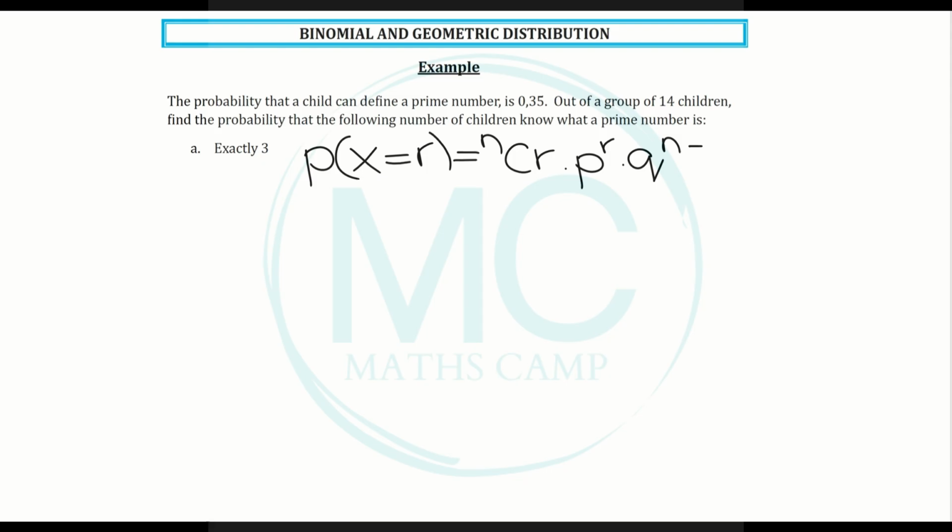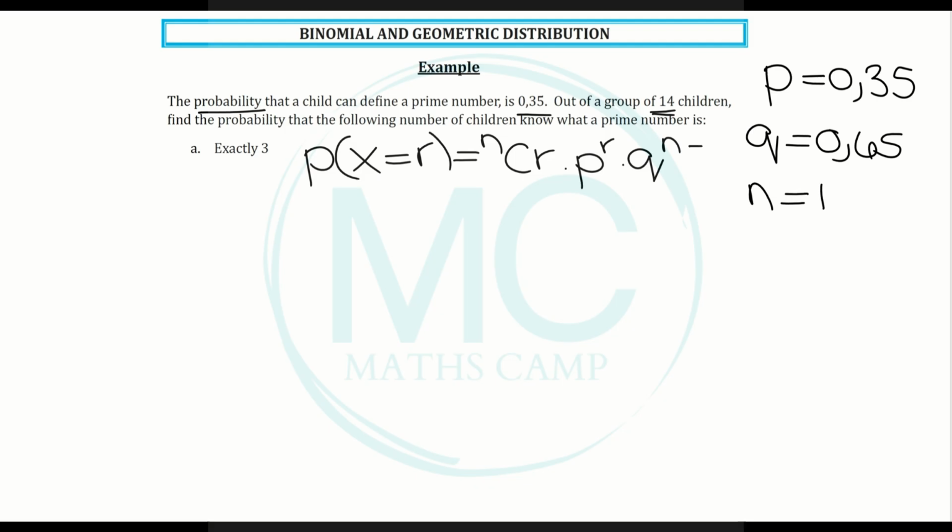The question tells us that the probability is 0.35. This is our p-value. It's up here. I'm going to say that p is equal to 0.35. q is our complement. So to find q, I say 1 minus 0.35, and I see that q is equal to 0.65. We're working with 14 children, so this is our value for n. So n is 14. In this question, we're looking at exactly 3. So 3 is our value for our restriction r.